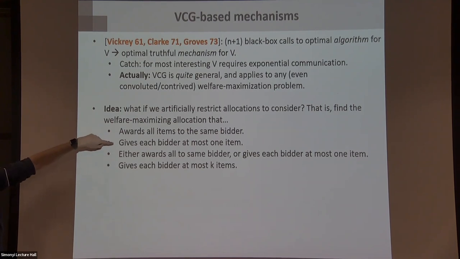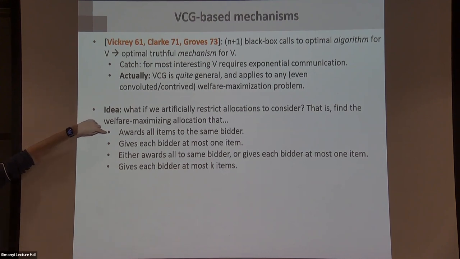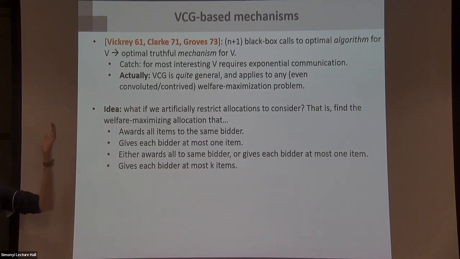Here, if the valuations are subadditive, this is an M approximation. If they're arbitrary monotone, this gets me nothing. It could be that every bidder has a set of size root M that they like, and they need to get the entire set to get any value, but I don't give anyone more than one item, so I get nothing. Here's another thing I can do. I can just ask them for both pieces of information, find the best one here, and pick the best. So I can also do that.